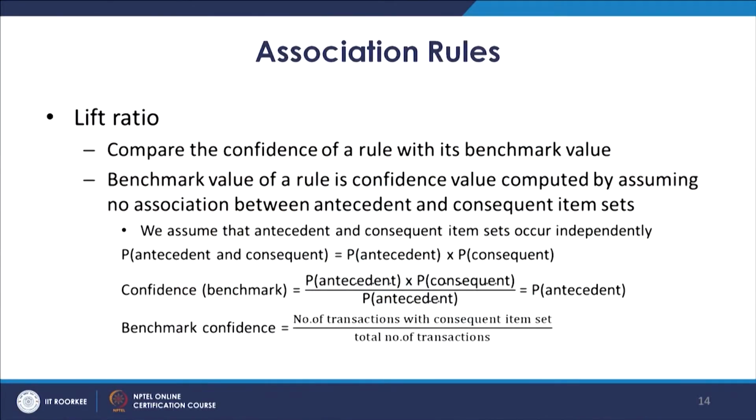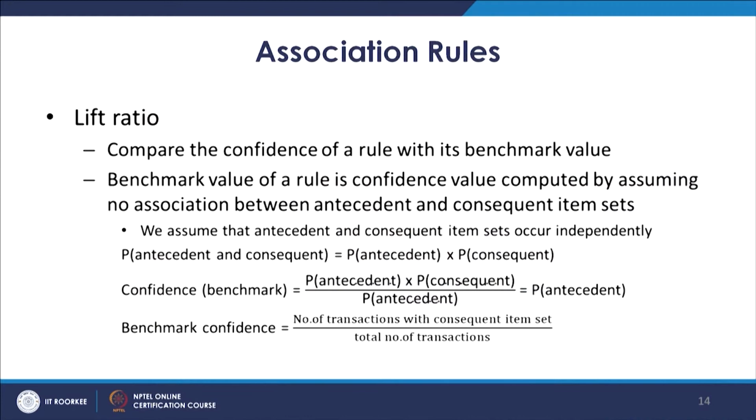Now, let us talk about the next metric, the lift ratio. As we discussed in the previous course as well, typically we compare with the benchmark scenario or average case scenario. Here also, lift ratio compares the confidence of a rule with its benchmark value. What do we mean by benchmark value in this case? The benchmark value of a rule is the confidence value computed by assuming no association between antecedent and consequent item sets. When we assume this, we compute the confidence value, treat it as the benchmark value, then compare it with the confidence of the rule, and we get the ratio.